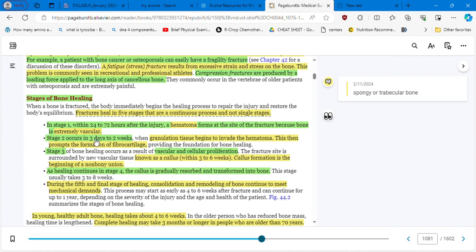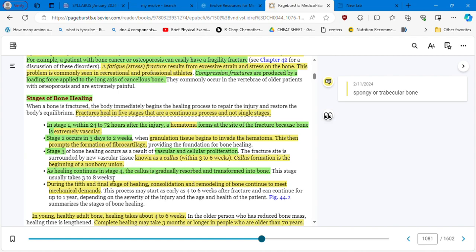Stage 2 occurs in 3 days to 2 weeks. Granulation tissue begins to invade the hematoma. This then prompts the formation of fibrocartilage. In stage 3, vascular and cellular proliferation are present, known as a callus, within 3 to 6 weeks. This formation is in that period and is the beginning of a non-bony union.